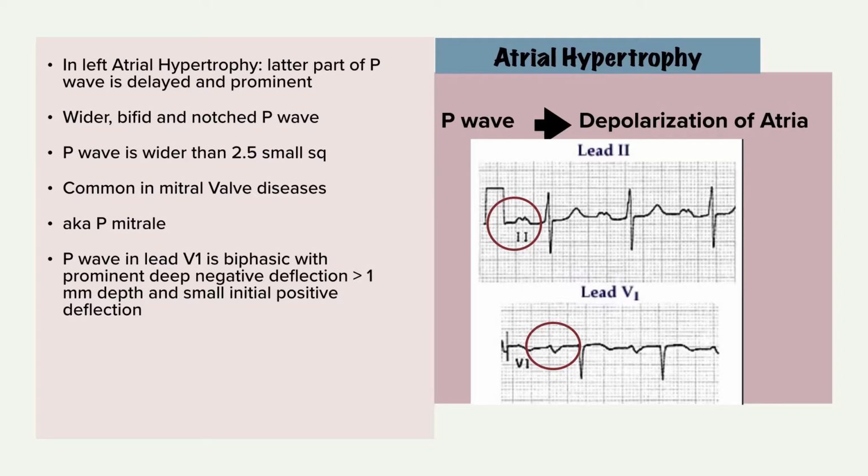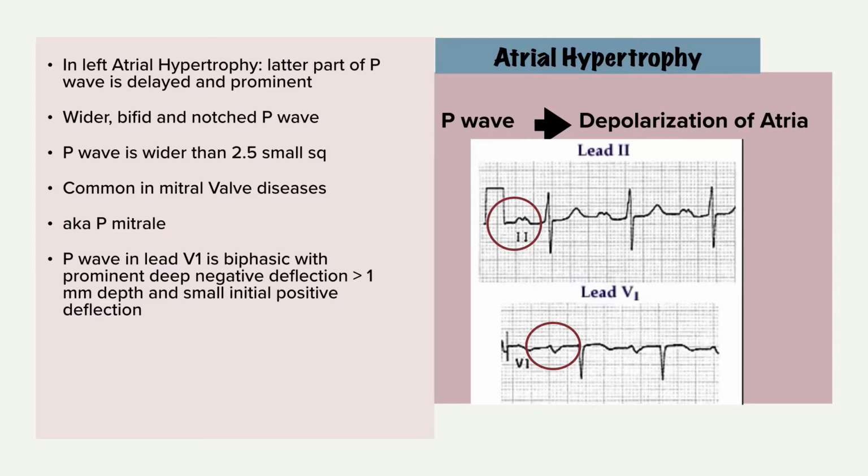So we get a wider, bifid and notched P wave, that is wider than 2.5 small squares. As it is common in mitral valve diseases, it is also called P mitrale, which is better seen in lead 2, also in lead 1 and lead aVL. P in lead V1 is biphasic with a prominent deep negative deflection more than 1 mm depth and a small initial positive deflection.